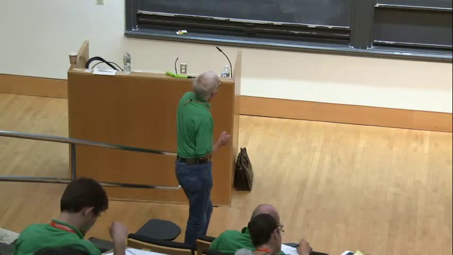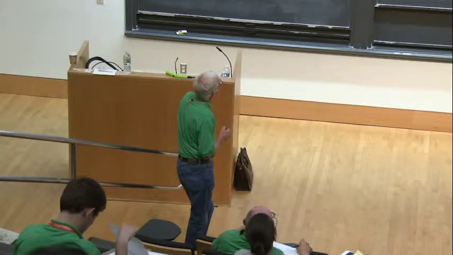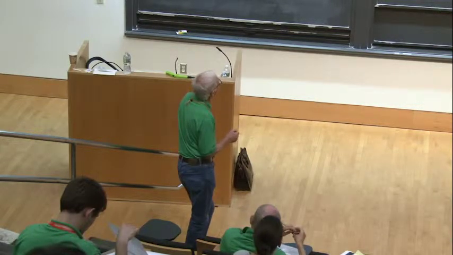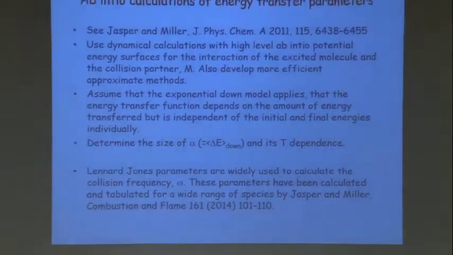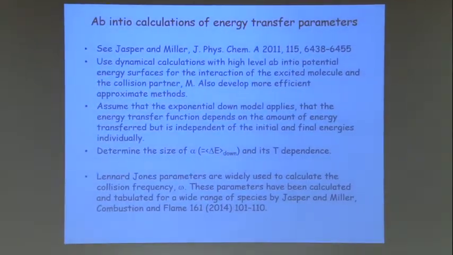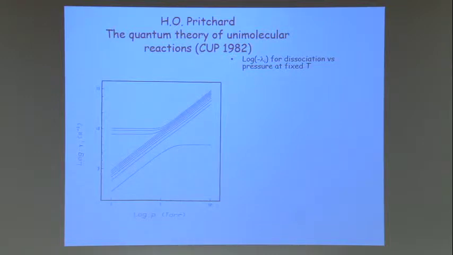If you go to this paper here, Combustion and Flame, you can also find Lennard-Jones parameters which have been used to calculate omega. So these two papers together allow you to understand how to do this aspect of the calculation, calculating the probabilities of energy transfer and also the collision frequencies.